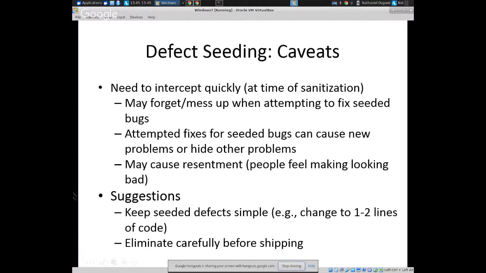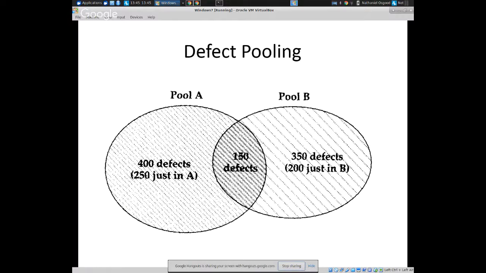So you also want to keep these simple, like change 1 or 2 lines of code. And obviously, it goes without saying, you want to eliminate these carefully before you ship, right? You don't want a defect going in there. Now, defect pooling is the highly actionable technique that I really want you folks to do. It's beautiful, and you can do it really easily, and it can allow you to get estimates and avoid the challenges associated with defect seeding.